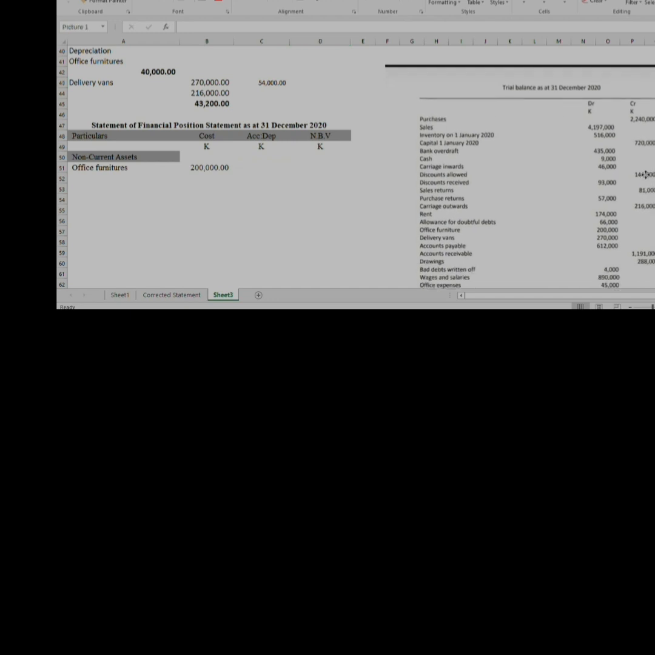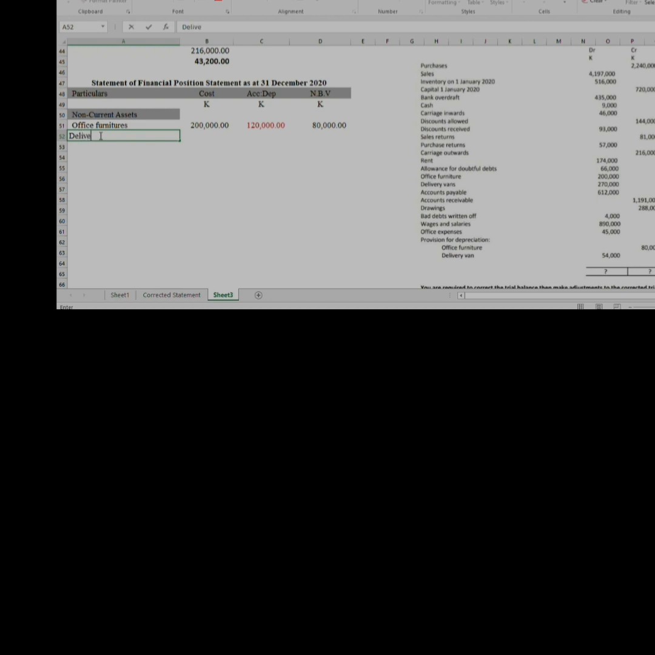So the accumulated depreciation, we add this figure, 80,000, plus the depreciation we found of 40,000. So 80,000 plus 40,000, you are going to get 120,000. So this is the depreciation, meaning you're going to say 200,000 minus 120,000, and you get 80,000 as the net book value. Then you go on, you have delivery van.